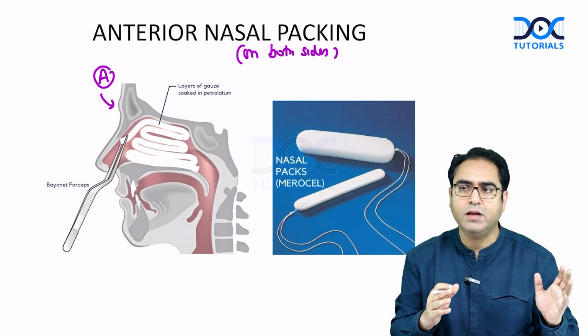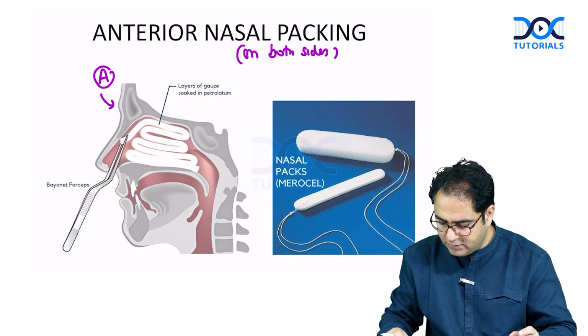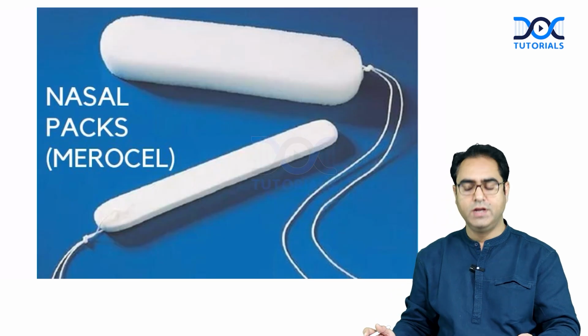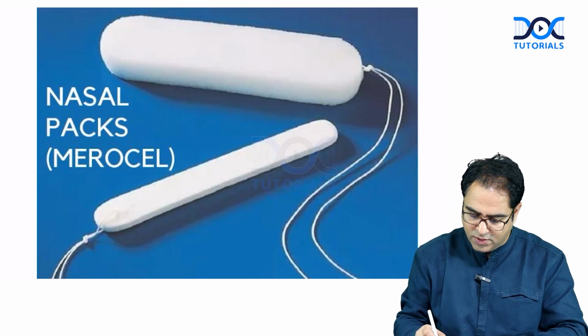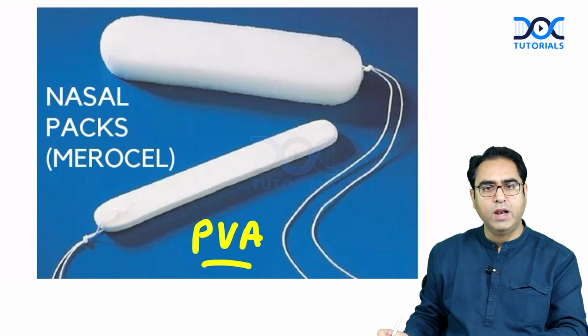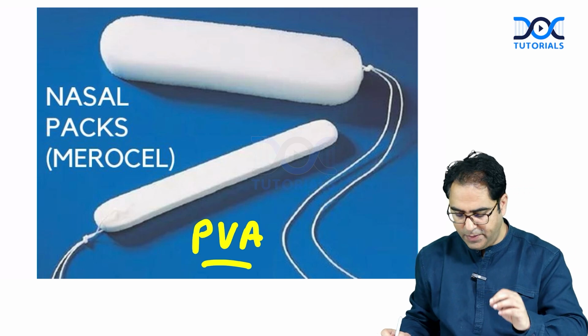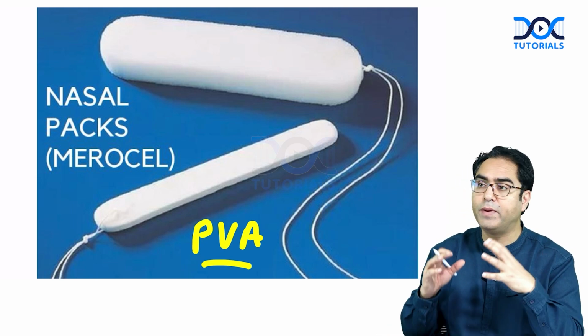Now, anterior nasal packing is a gauze-based packing. But nowadays, we are getting special kinds of packs also. They are ready-made anterior nasal packs. They are made of PVA. What is PVA? Polyvinyl acetate. PVA, polyvinyl acetate packs. Okay. These are traditionally called Merocel nasal packs. You should be knowing it because a lot of people are using this one.